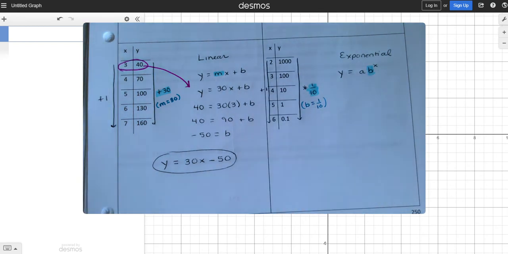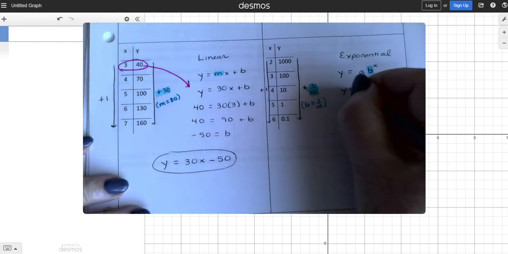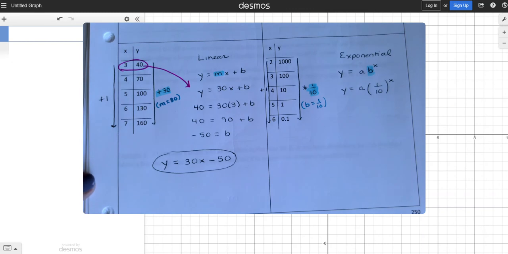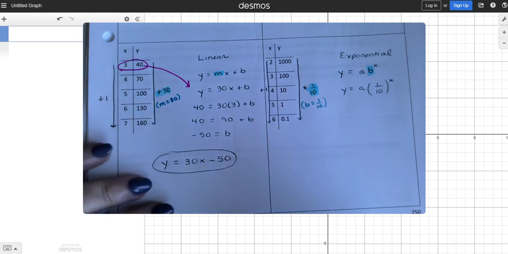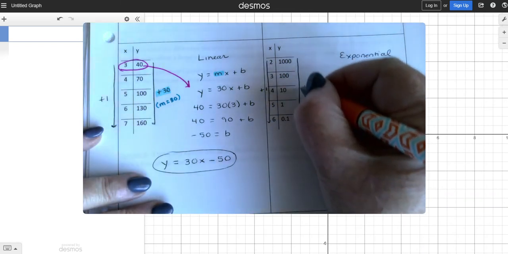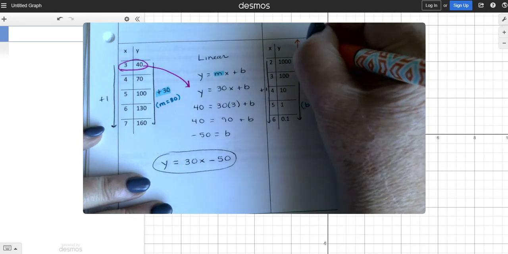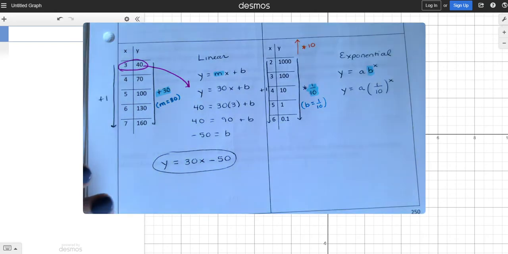So I'll plug that in right away. Y equals a times 1/10 to the x. Let's see, I'm going to go ahead and use the predictive method this time. Because if I'm multiplying by 1/10 this way, I would simply multiply by 10 over 1, or just 10, to go that way.